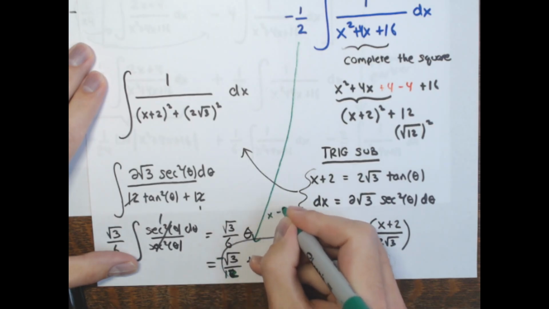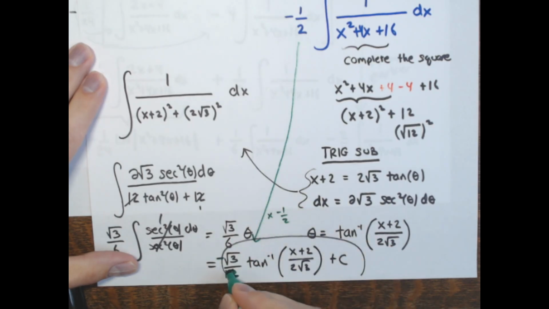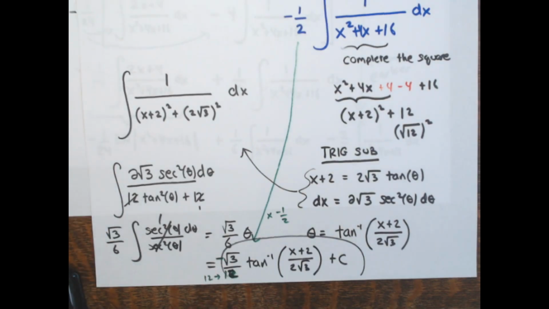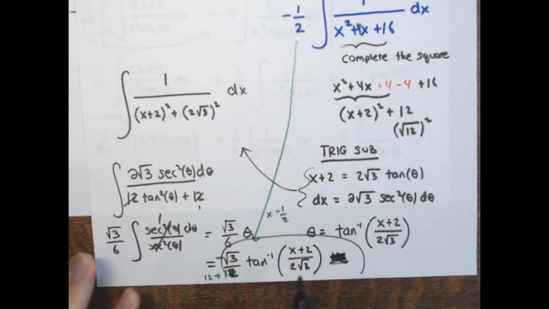All right, so times negative 1/2. So that's a 12 down there, sorry. So negative square root of 3 over 12 times the inverse tangent of x plus 2 over 2 root 3, plus the constant. Now, oh yeah, I forgot. We gotta put them all together. So I'll throw the plus constant at the end, but there will be a plus constant.